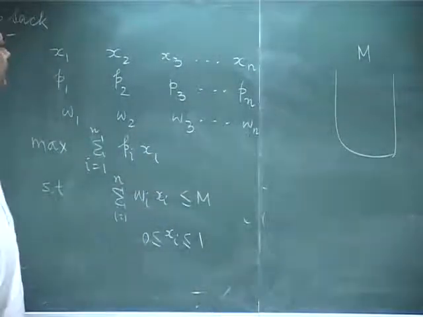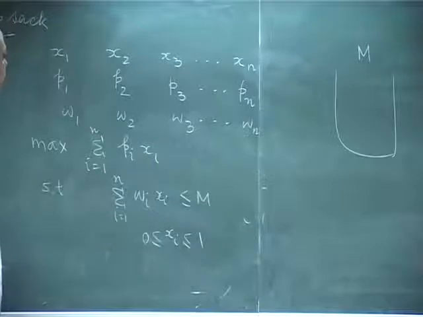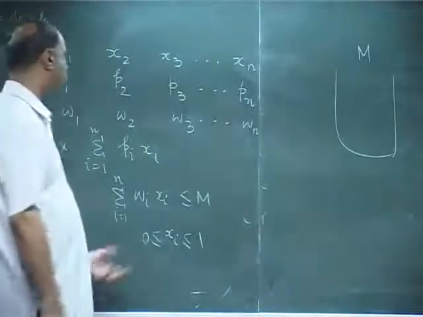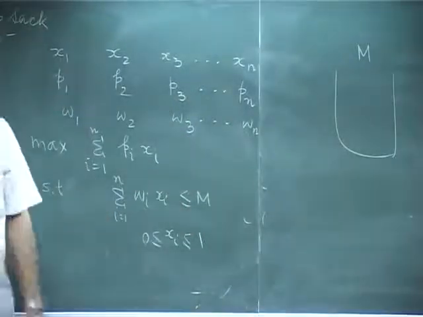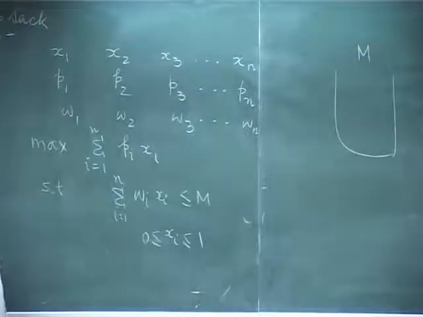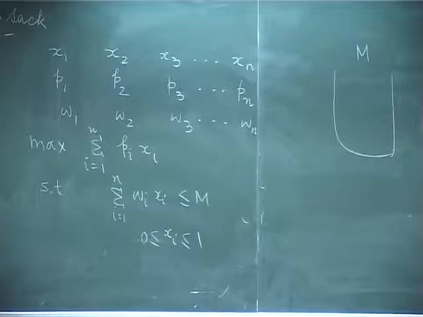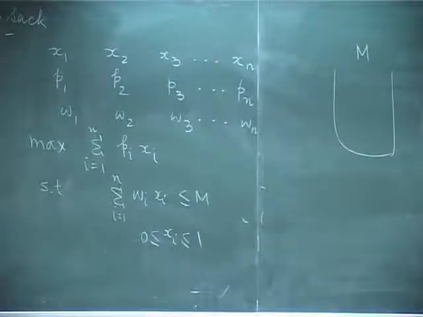Or you can select a small amount of Wi of the ith item. Now, how to solve this problem? Let us consider one small example.